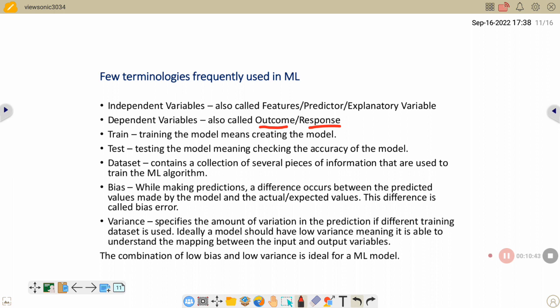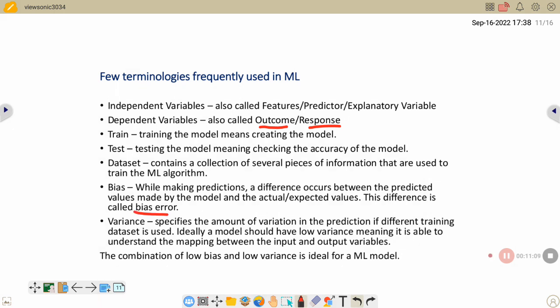So here, what is bias? While we are predicting something, we want some output out of it. So when we are predicting something, a difference occurs between the predicted values by the model. The model obviously predicts something. So between the predicted values made by the model and the actual expected values, sometimes a difference occurs. That particular difference is called the bias error.